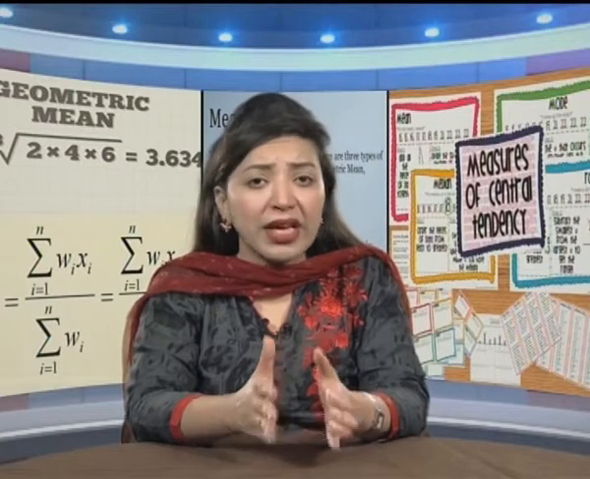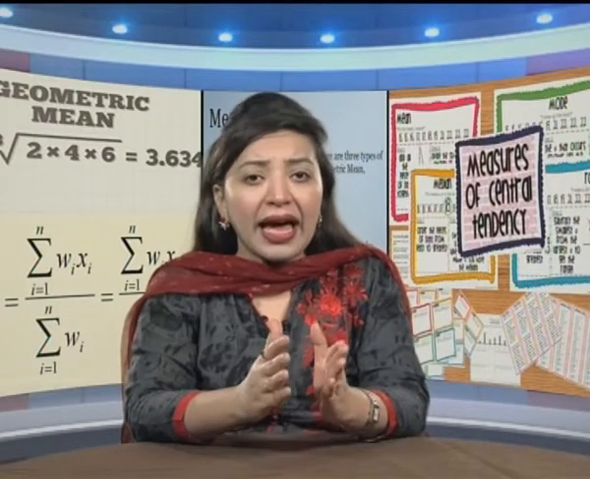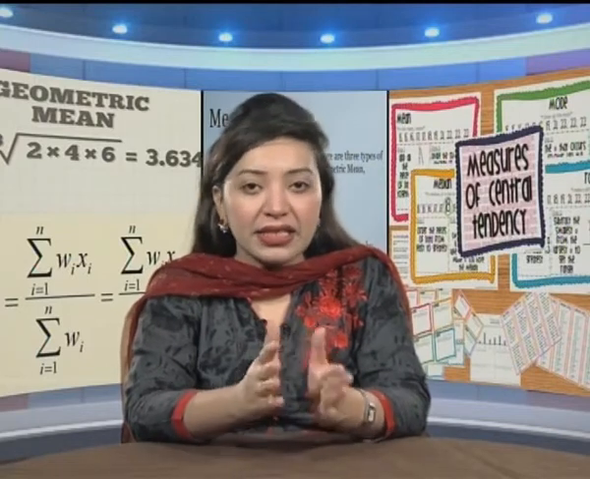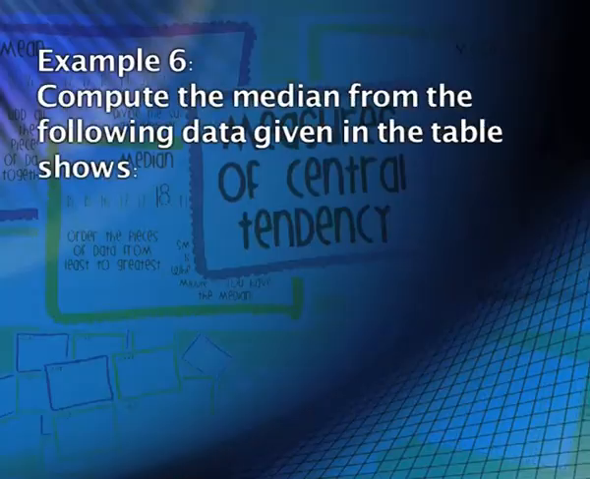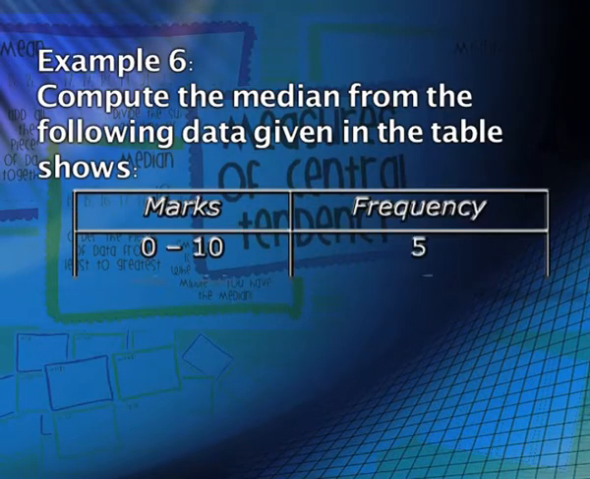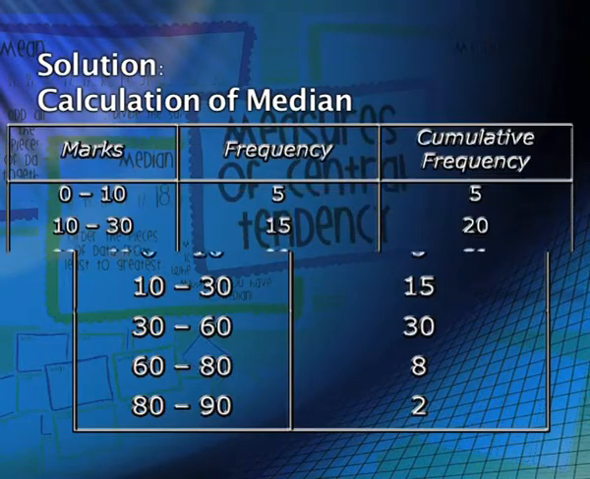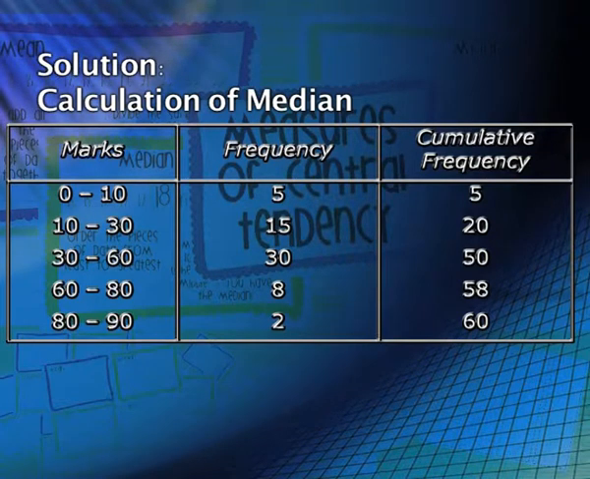When the class intervals are unequal, the frequencies need not be adjusted to make the class intervals equal, and the same formula for interpolation can be applied as discussed above. For this again we'll see an example, and that is example number 6. In this it says to compute the median from the following data given in the table, which has marks and frequency as the two columns given in the question. We'll see the solution.